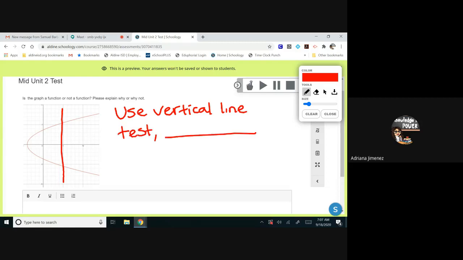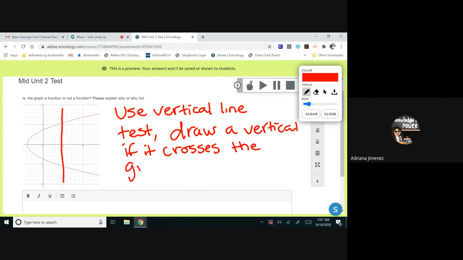And then I have to let you finish that sentence off. Okay? Use the vertical line test. You drew the vertical line. It crosses the graph blank times. It is blank, either a function or not a function. Okay, so let me erase that. Draw a vertical line. If it crosses or touches, whatever you want to say, blank, then it is blank. So the vertical line test, if it touches the graph, the picture, 2 times, then it's not a function. If it touches it 1 time, then it is a function. You have to fill in the blank right there.